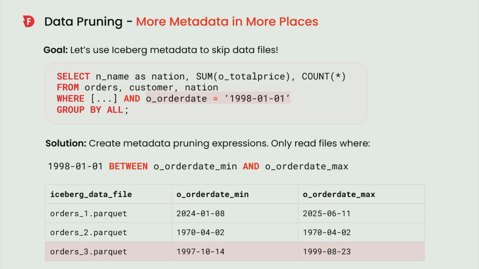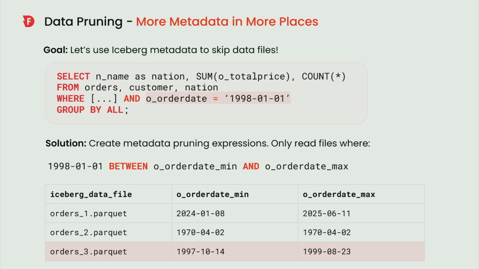file. You will see, for example, that orders 1 has data between the 8th of January 2024 and the 11th of June 2025. Orders 2 has very old data from 1970, and orders 3 has data from October 1997 to August 1999. Now, the nice thing is we can actually build a metadata pruning expression within our query optimizer to not scan the files that we can disqualify. If I'm filtering on 1998, I will know that a Parquet file that has minimum date 2024 will have 0 rows that qualify this filter.